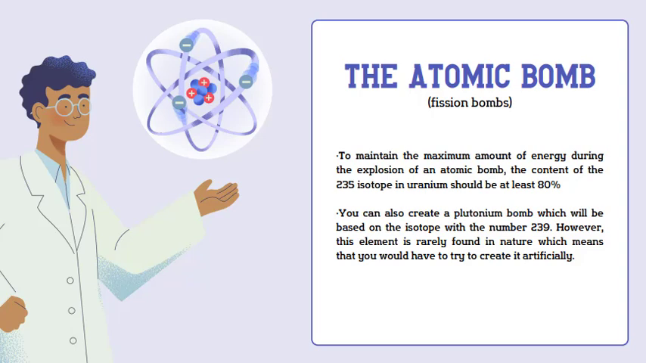To maintain the maximum amount of energy during the explosion of an atomic bomb, the content of the 235 isotope in uranium should be at least 80%. You can also create a plutonium bomb, which will be based on the isotope with the number 239. However, this element is rarely found in nature, which means that you have to create it artificially.